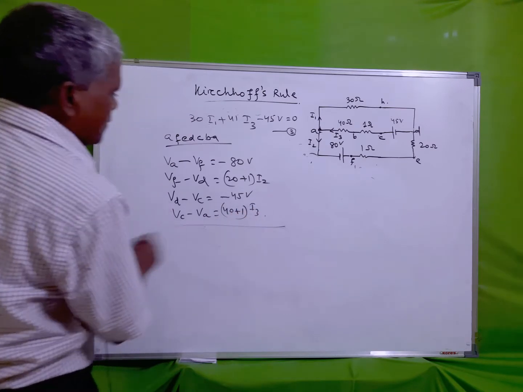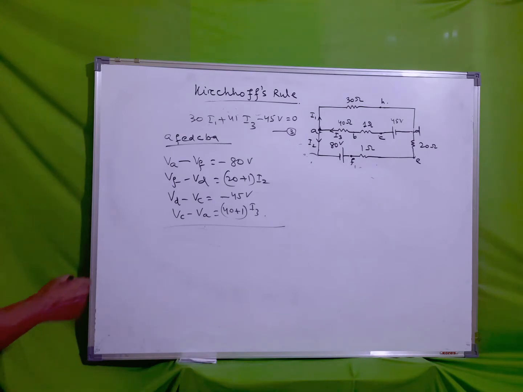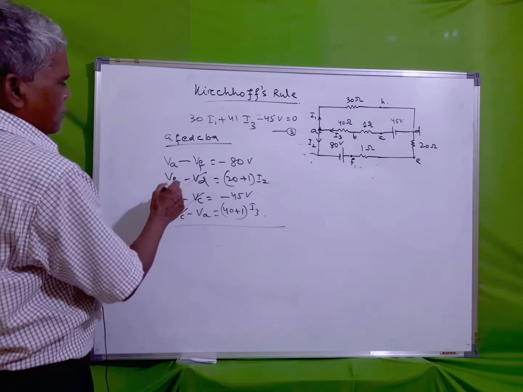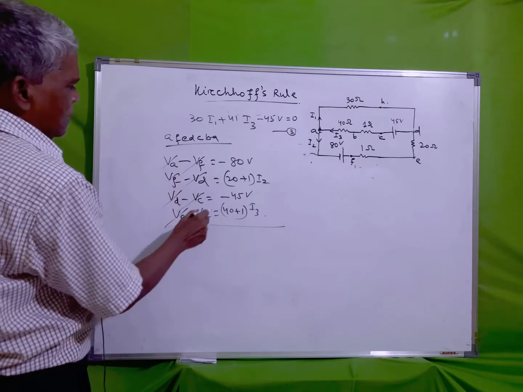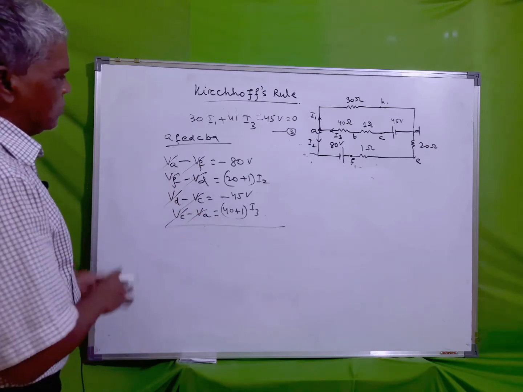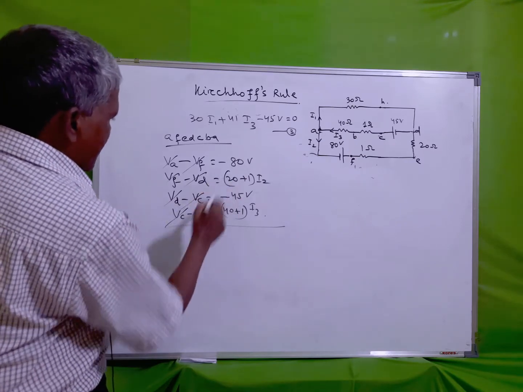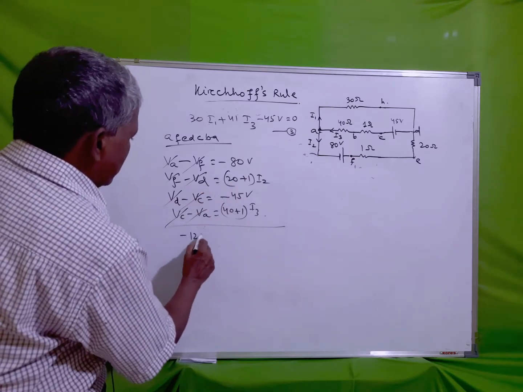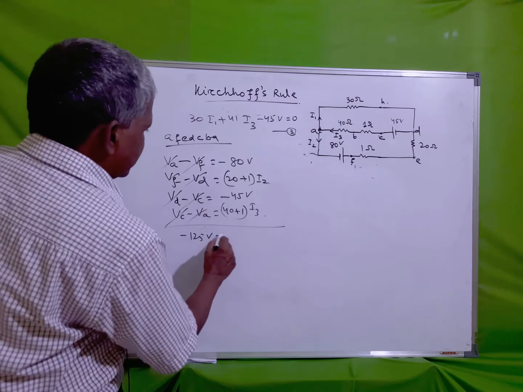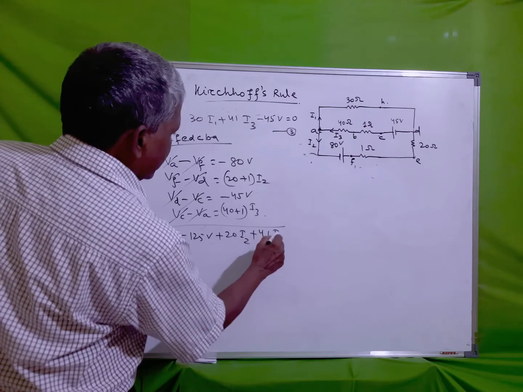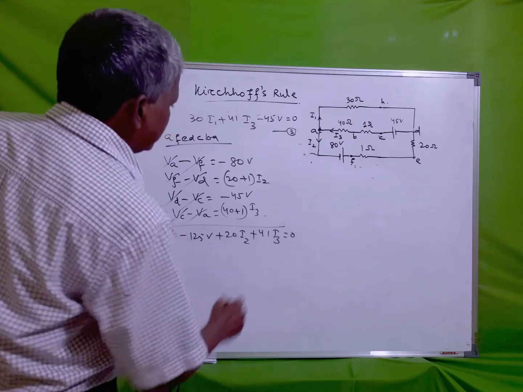Now if we add, as we have come to the same point A, the left side is 0 and the right side is minus 125 volt plus 21 I2 plus 41 I3, which is 0.